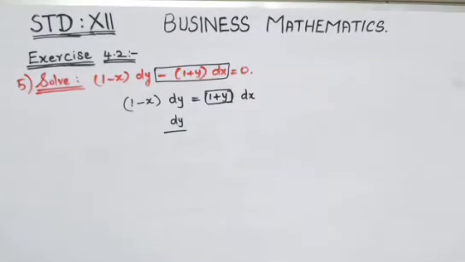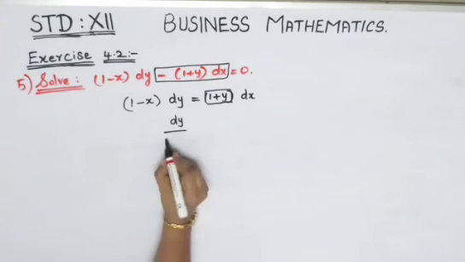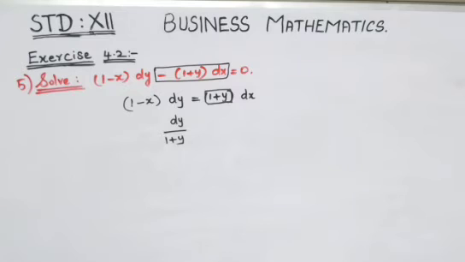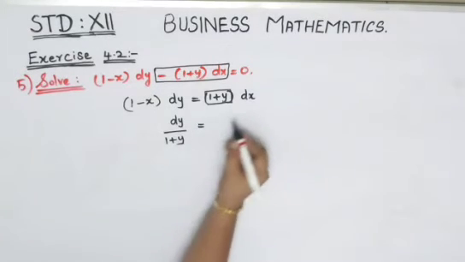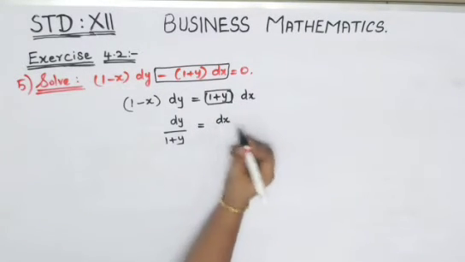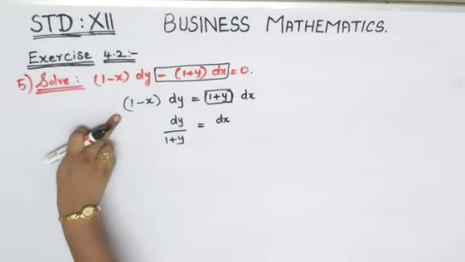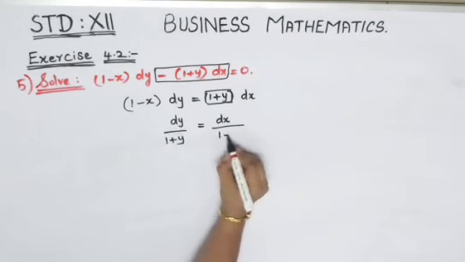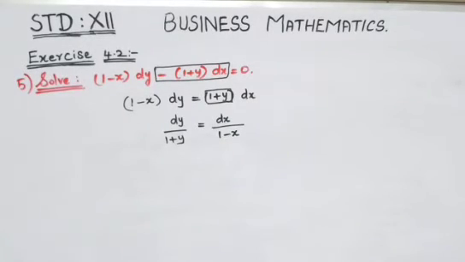Then see what are the y terms this side. You've got 1 plus y, take that 1 plus y towards your left hand side, so it will come to the denominator as 1 plus y. So which is equal to, this dx will be there as it is. Towards your left hand side you have got 1 minus x. Take that towards your right hand side, so it will come to the denominator as 1 minus x. So now we have got y terms together on one side and x terms together on one side. Now we can go for integration.